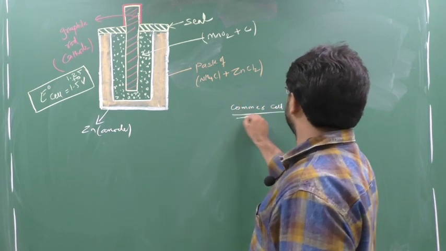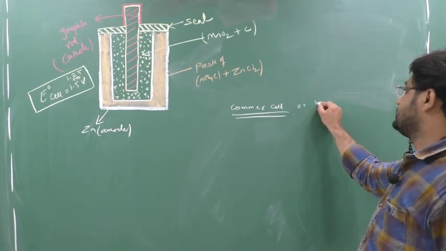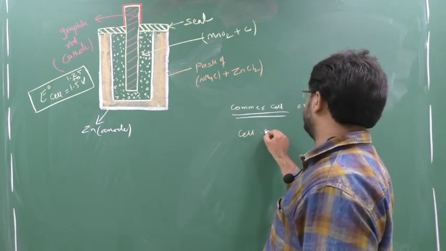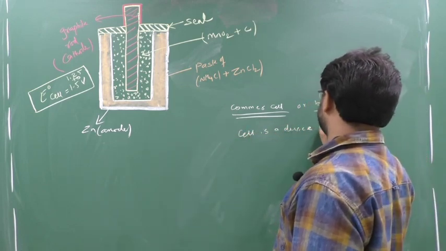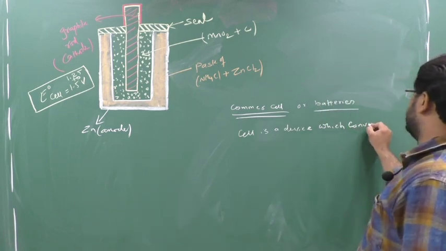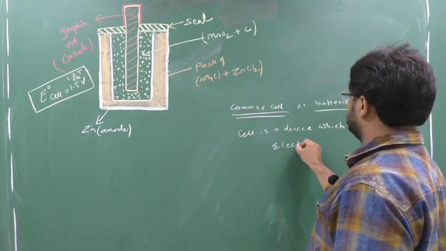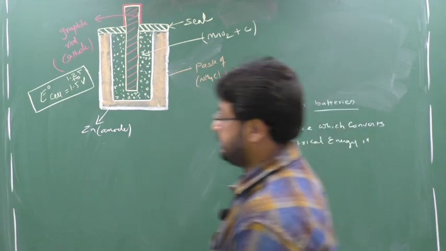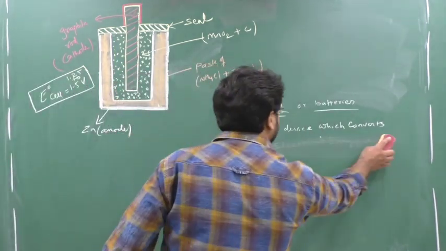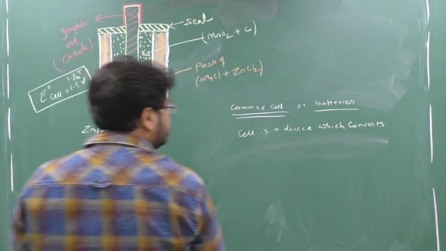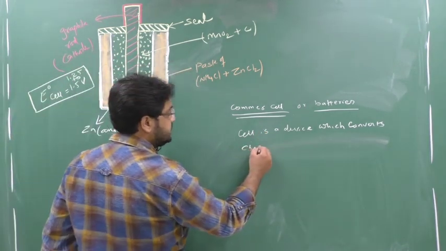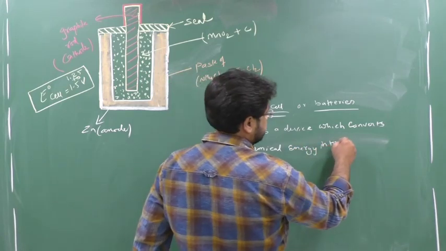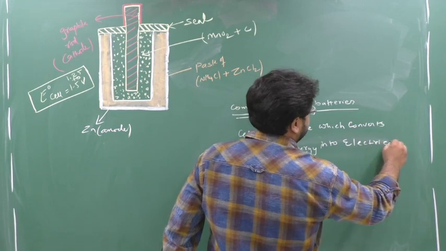Commercial cell. See here, what do you mean by commercial cell or batteries? So you have to understand. See, a cell is a device which converts chemical energy into electrical energy.